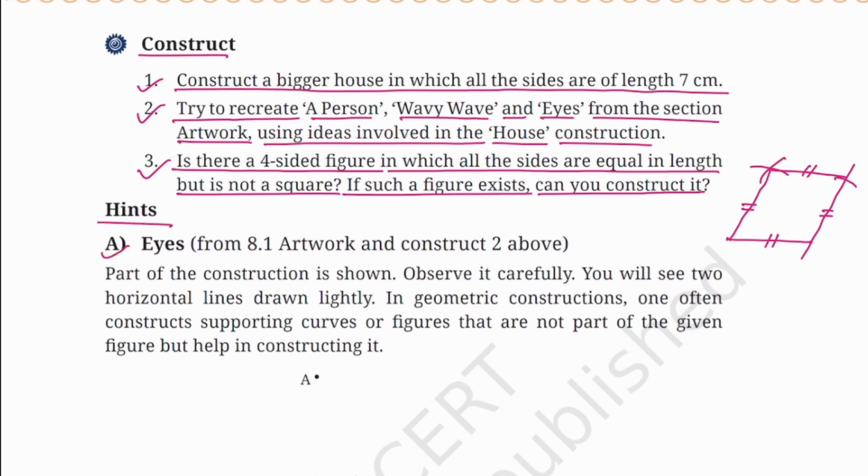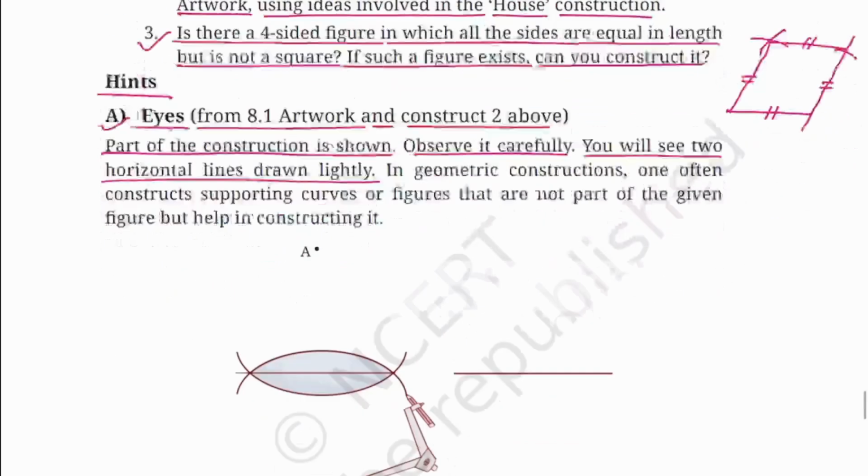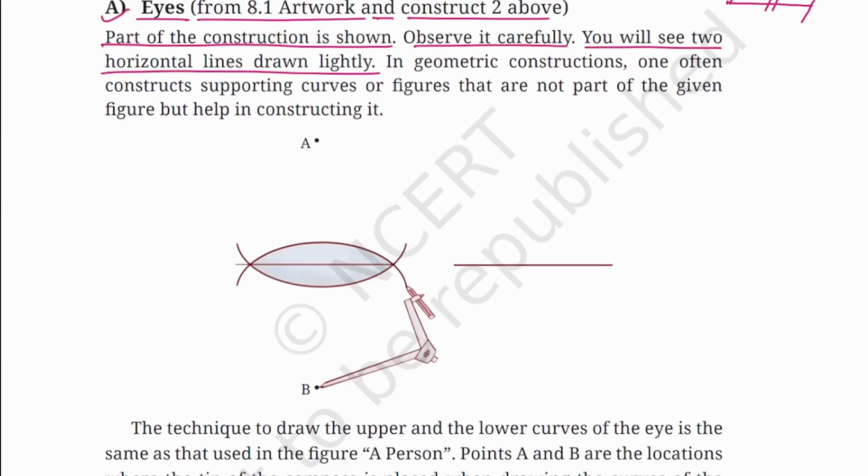Hints. A. Eyes from 8.1 artwork and construct 2 above. Part of the construction is shown. Observe it carefully. You will see two horizontal lines drawn lightly, like this. In geometric constructions, one often constructs supporting curves or figures that are not part of the given figure but help in constructing it.